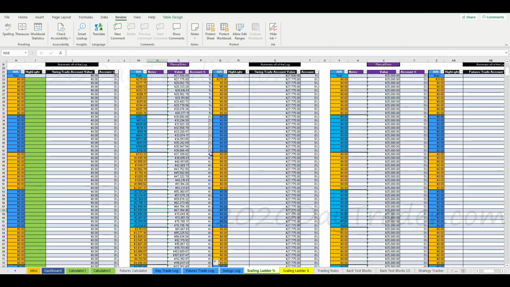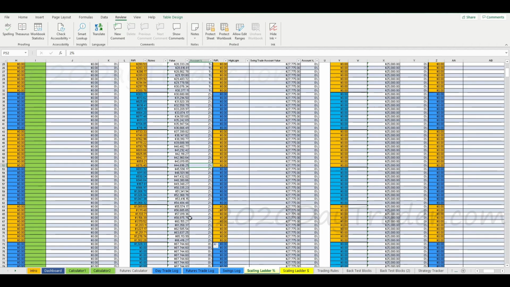But I'm going to take this back to 2%, because my day trading account is going to feed this account. So these numbers are going to go a lot faster.